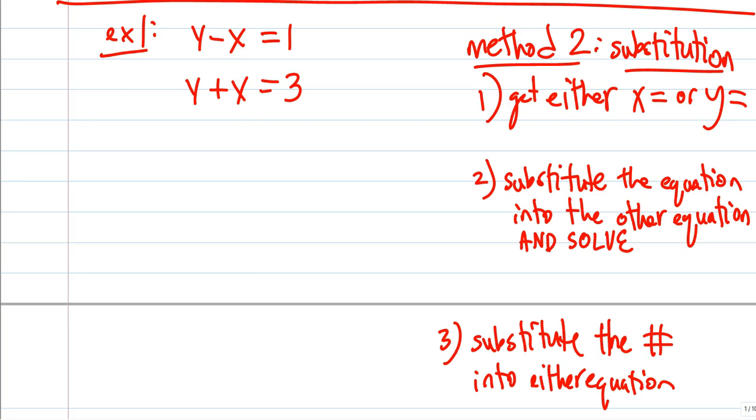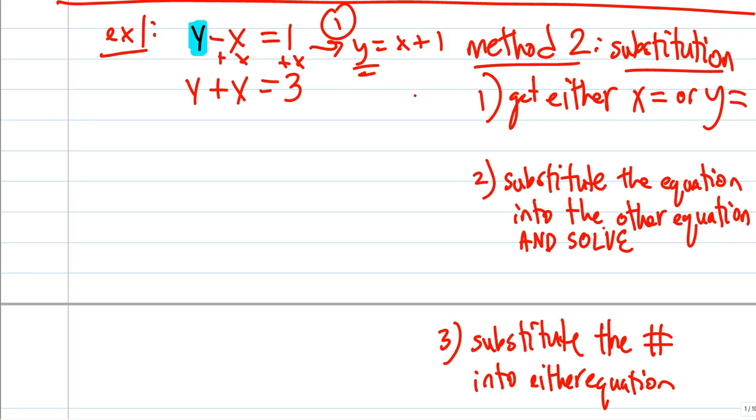Well, we already kind of did that in the last section. We took the top one, we solved for y by adding x, and we got that y equaled x plus 1. So that is step 1. I need either x equals or y equals to use substitution.